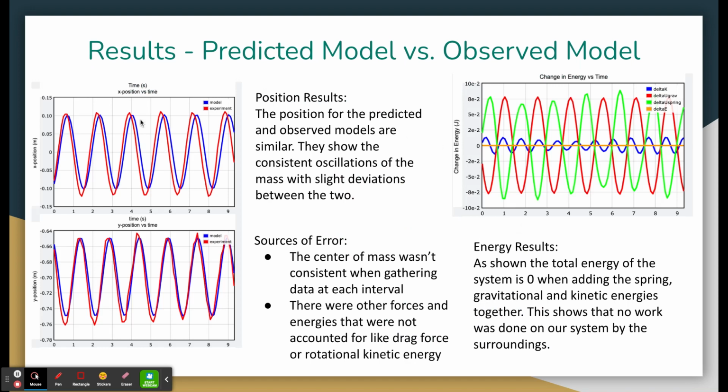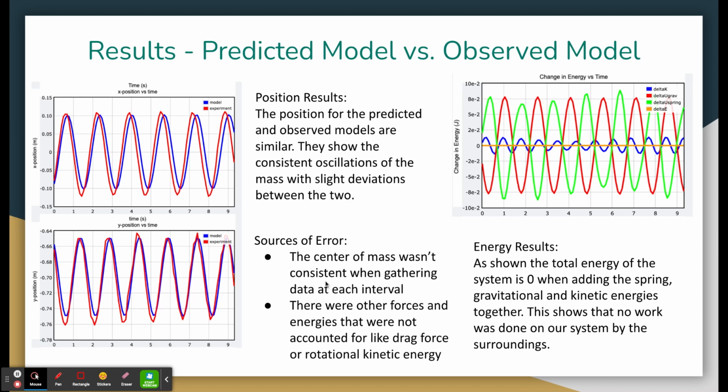So then we have our results. What we were able to determine is that the predicted model and the observed model are similar. They consistently show the oscillations of the mass with slight deviations. As you can see, the y position is very similar, almost identical, while the x position seems that the predicted model was a little bit further ahead of our experiment model.